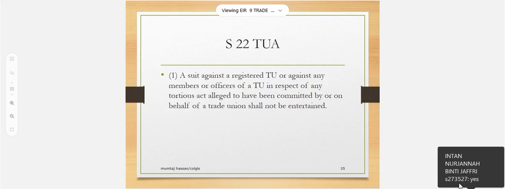No questions. Okay. So Section 22 is where a suit against a registered trade union or any other member or officer is about the same as the previous section, but now you are going to look at the tortious act. What is tort? The tortious act means that you do defamation or maybe assault, that means you cause injury to the person or you have beaten the person. Here it is stated that a suit against a particular officer or member shall not be maintained. That means you cannot take action for any case of defamation, assault, or any other tortious act.